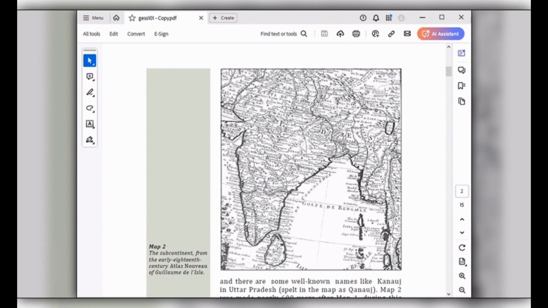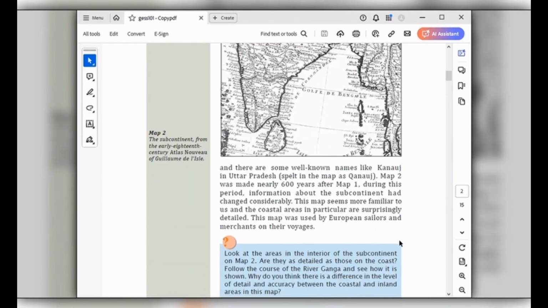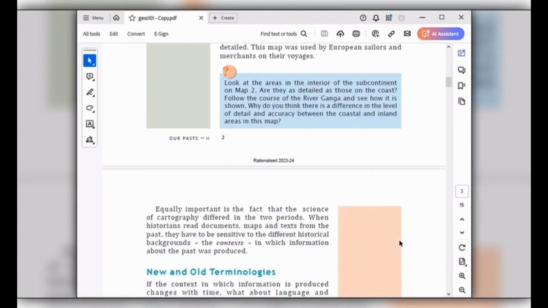The answer to this question is the areas in the interior of the subcontinent on Map 2 are not as detailed as those on the coast, because the European sailors and merchants who used to use this map did not go to the inland places of the subcontinent as much as they interacted with the coastal areas. So I hope this is clear. Now let's read the next page.